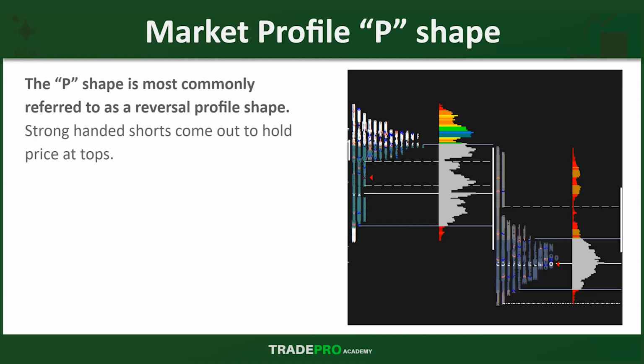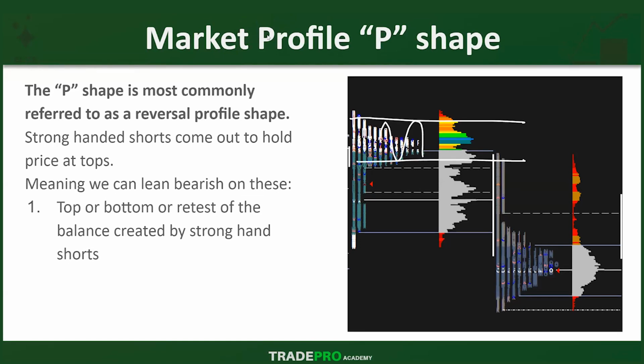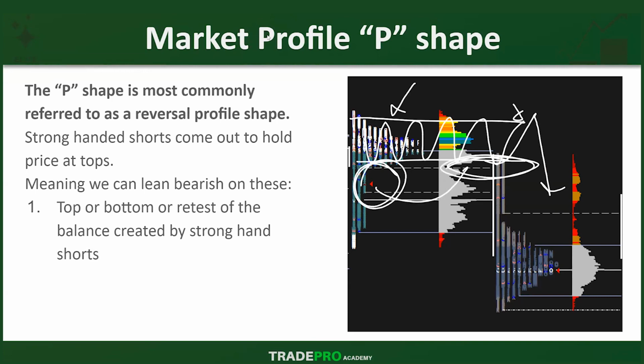Strong-handed shorts come out and ideally hold prices at the tops. And this means that we can lean bearish on these either, right, at the tops or the bottoms of this compressive period, right, where you have this balance, right? If price comes in and trades the top of it, for example, we're probably going to lean bearish. But especially if price opens below this compressive period that's created by the P, we're going to be wanting to test the bottom of this compressive balance to create that next leg to the downside.